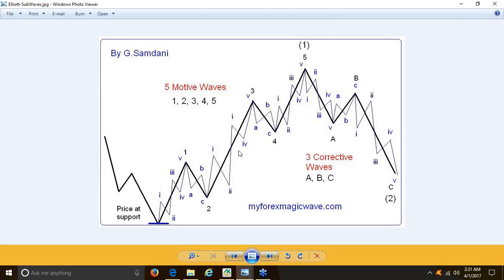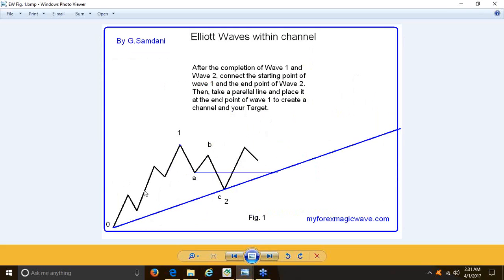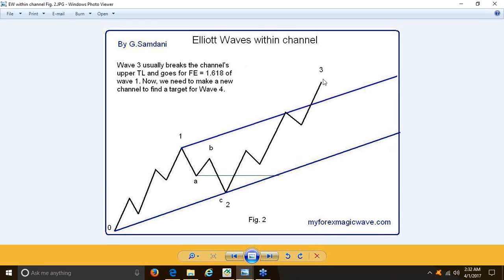In a channel, within a channel, let's take a look. So this is wave 1, 5 small waves, 1, 2, 3, 4, 5, then ABC correction, right? Then it's small wave 1, 2, and then goes with 3 and 4, 5. That would be wave 3. So for the target for wave 3, usually you collect the bottom, the beginning of wave 1 and the end of wave 2. You connect and make a trendline, and then place a parallel line on the top of the end of wave 1, like this, to get the wave 3 target.